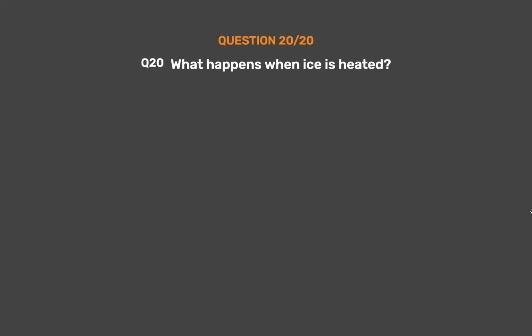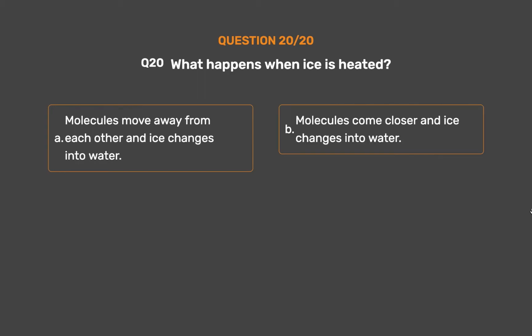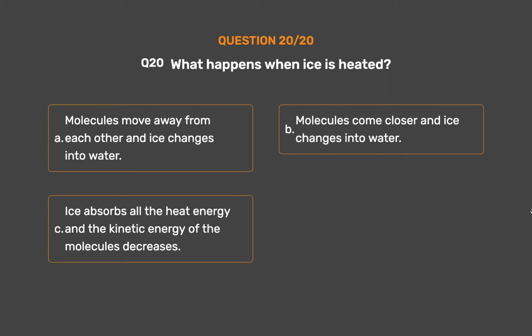Question number 20. What happens when ice is heated? Option A. Molecules move away from each other and ice changes into water. Option B. Molecules come closer and ice changes into water. Option C. Ice absorbs all the heat energy and the kinetic energy of the molecules decreases. Option D. None of the above.